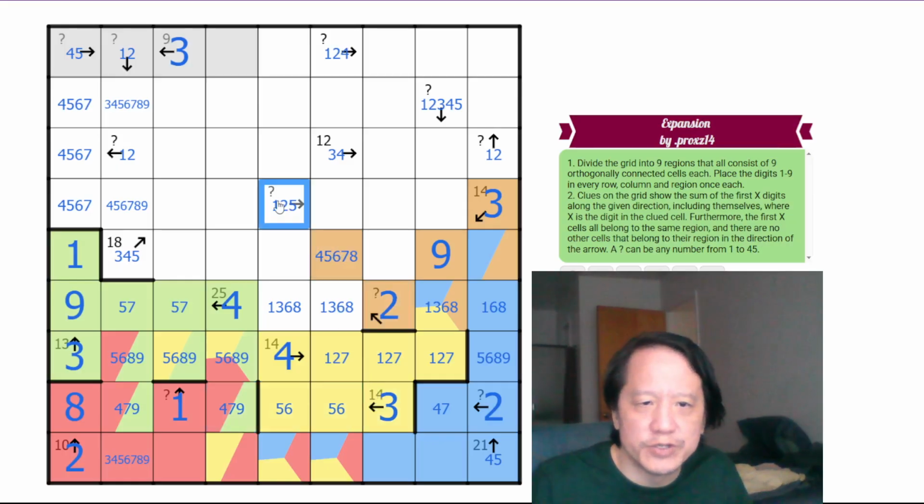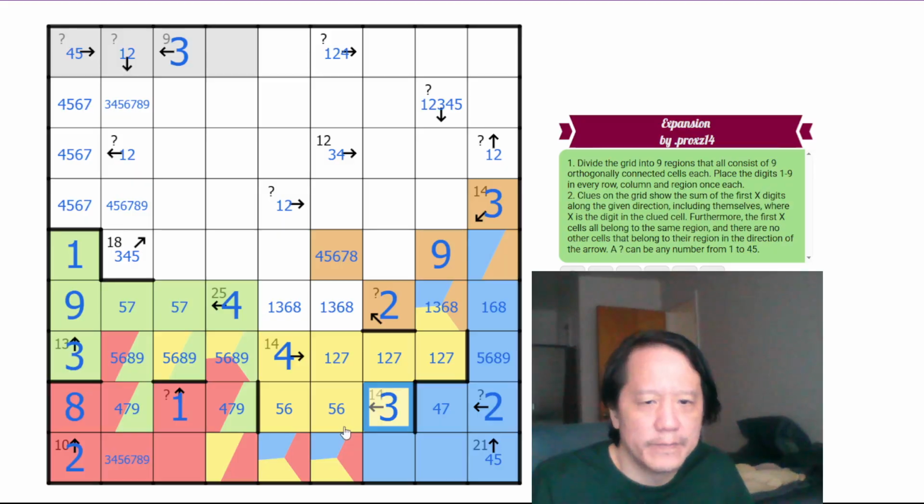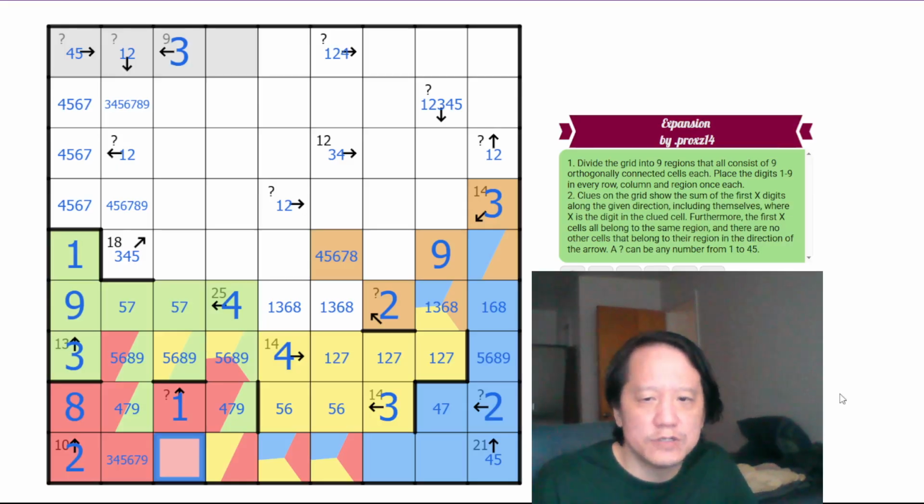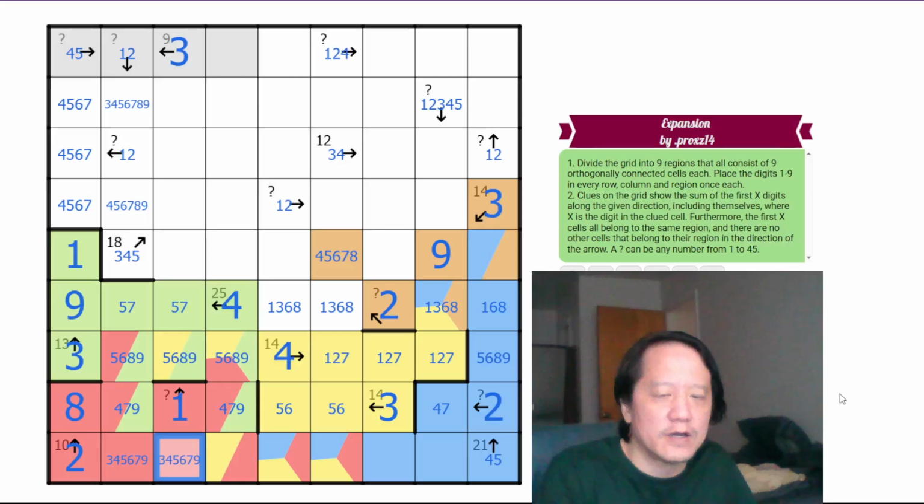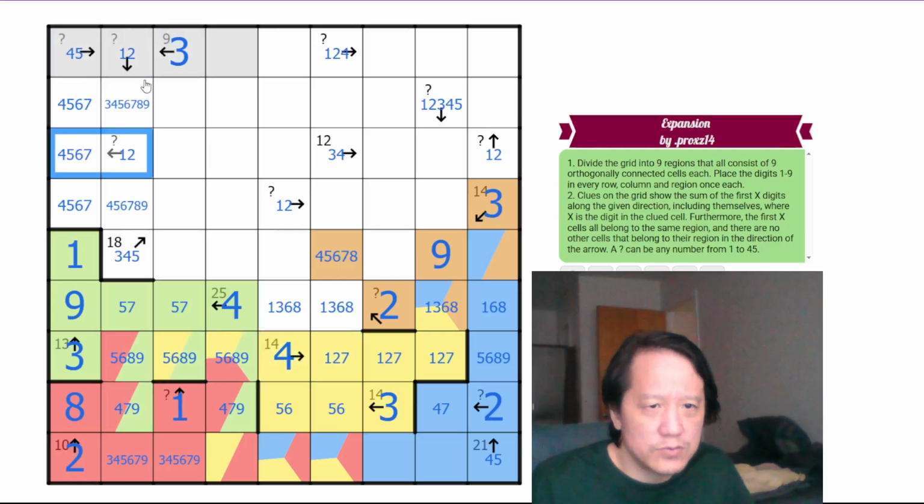Oh, this is 2 this way, so this cannot be orange. So therefore, this can't be 5, because there's no more digits in that direction which are orange. Okay. This cannot be 8. So we have an 8 already in the red region. So this is 3, 4, 5, 6, 7, 9. We have 1, 4, 3, 1, 2, 1, 2.